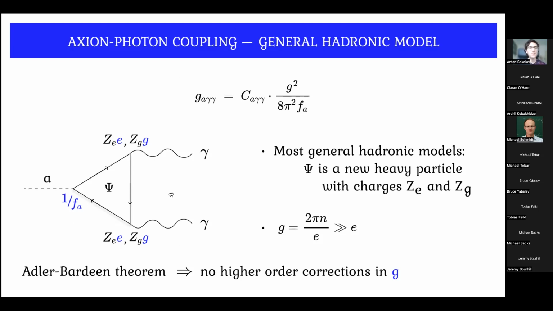But again, because this diagram is just given by the anomaly, you just get a coupling which is proportional to the magnetic charge squared now. And this is an exact calculation, so to say, when you send the mass of this heavy particle to infinity. This is really justified because the mass of this particle is of the order of the Peccei-Quinn scale or axion decay constant, and this is normally a very, very large energy scale.